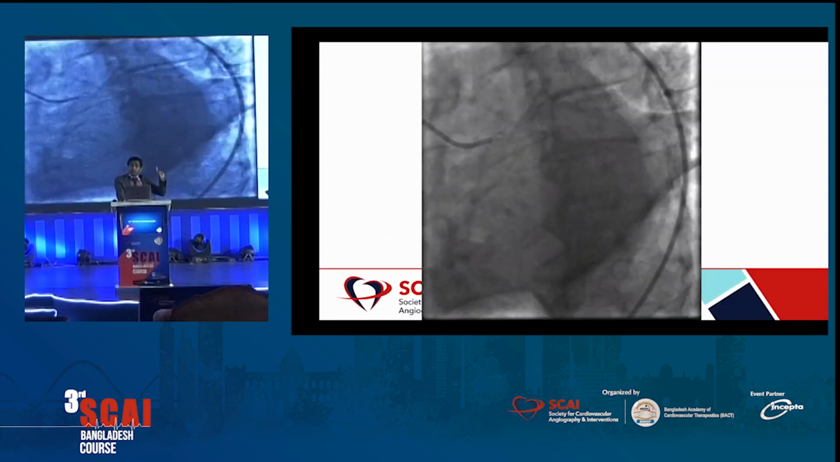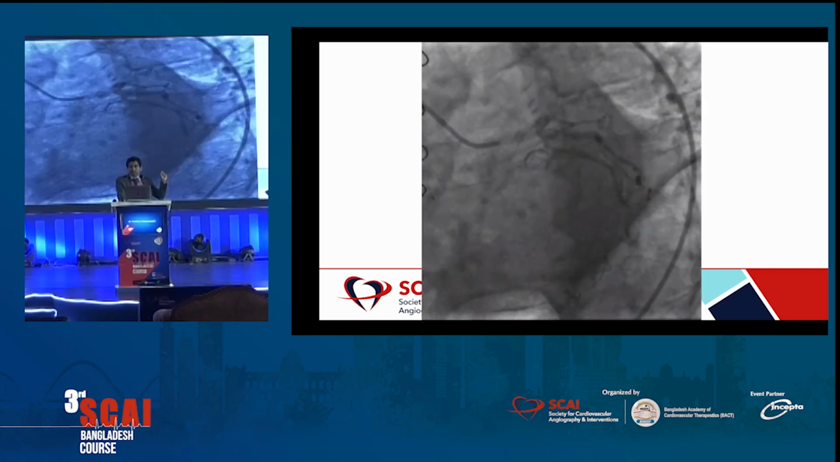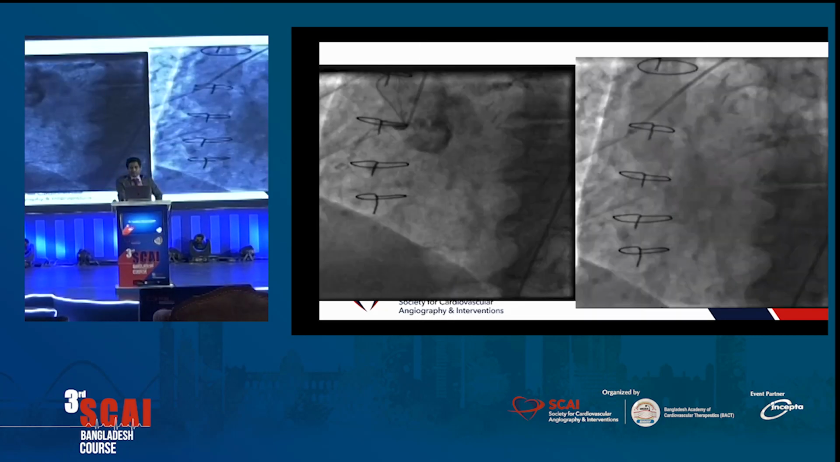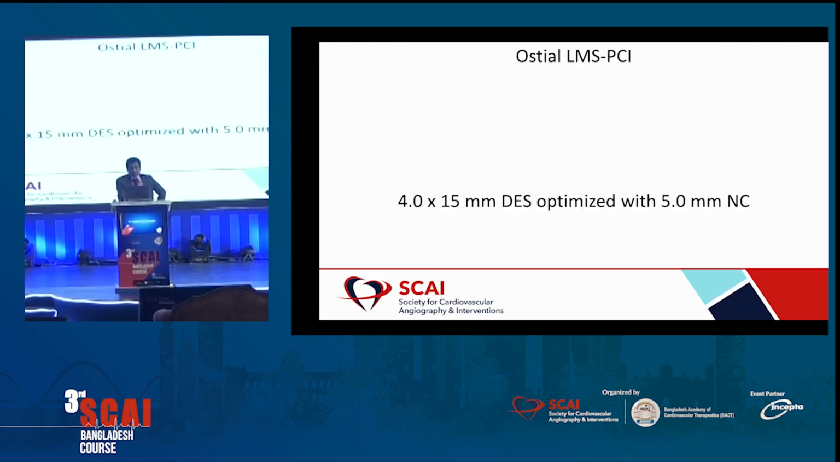So this was an angiogram in 2017 where he had a significant disease in the ostium of the left main. And he had a blocked right coronary and the graft to this had gone down. And the LIMA was patent as always. So at this time, we treated the ostium of the left main with a 4 millimeter rolling stent, which was optimized with a 5 millimeter NC balloon.